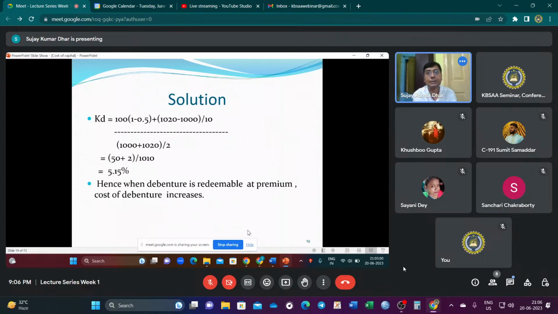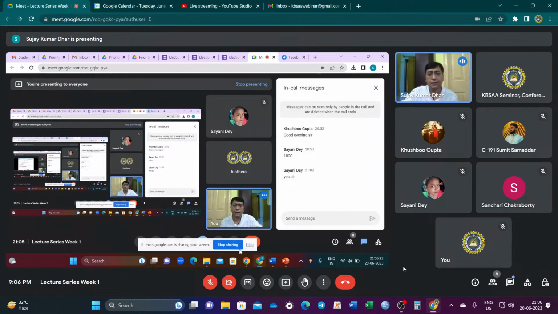Now, when debenture is redeemable at premium, cost of debenture increases. Why? Because when company is redeeming at premium, what will happen? Company is paying more, receiving less. When company is paying more, cost will increase. Now, tell me, up to this, anybody has any doubt? Any question?